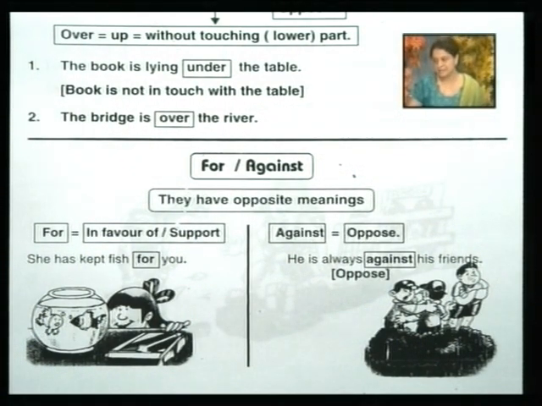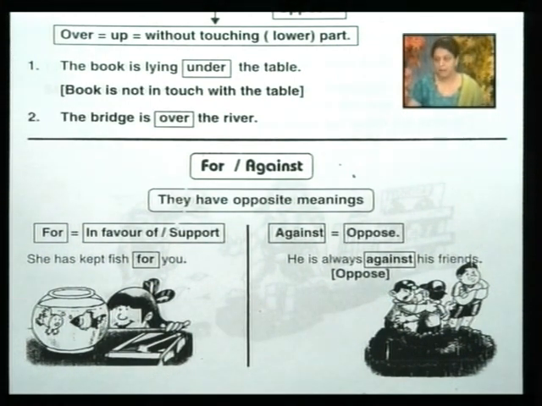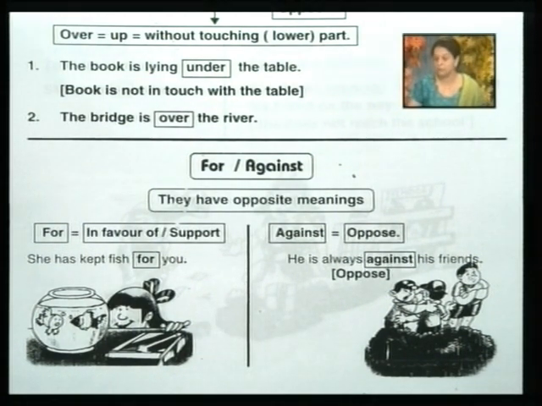Now the next preposition is against. Against means opposite. He is always against his friends. Against, you're always in opposition with the person or the thing which you do not like or appreciate in life. I'm against the rules, right? If anyone is too strict with you, you can say I'm against the rules.